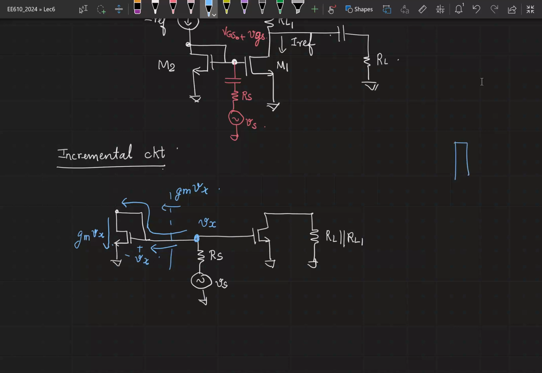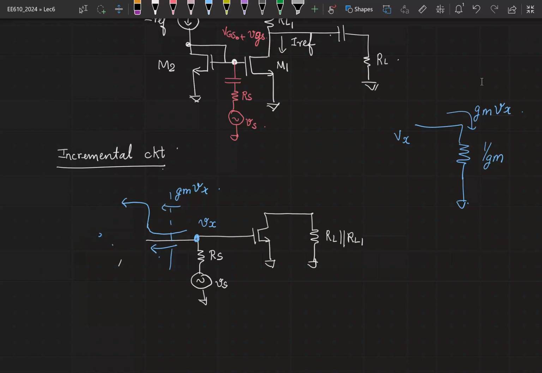So, now I have a black box. If I apply Vx, a current Gm Vx is flowing into it, right? Then what can I replace this with? If I had a resistor of value 1 by Gm, then it has the same behavior. Is that clear? If I apply Vx to a resistor of value 1 by Gm, then the current flowing through that is going to be Gm times Vx. So then I can replace this entire thing with a resistor of value 1 by Gm.